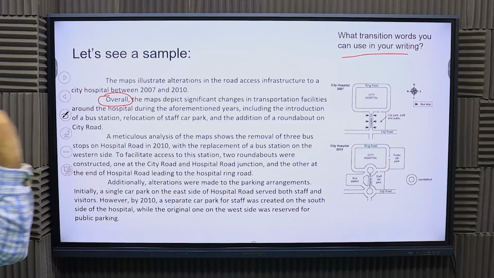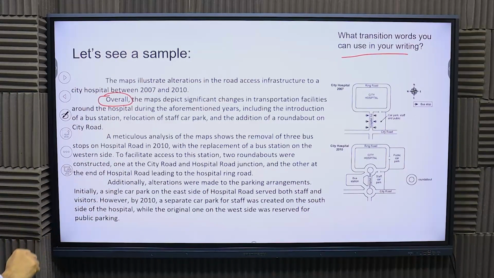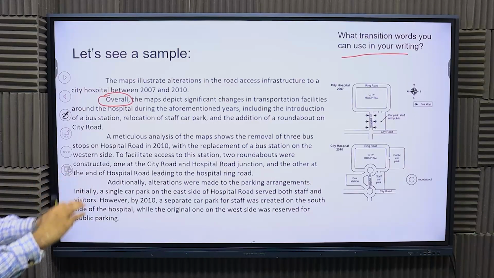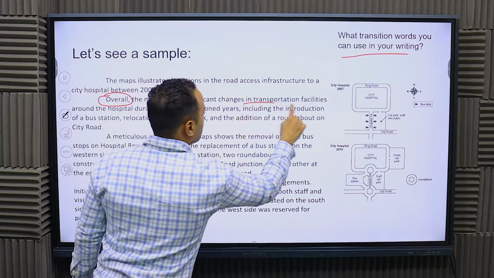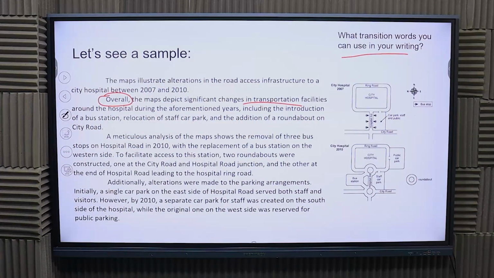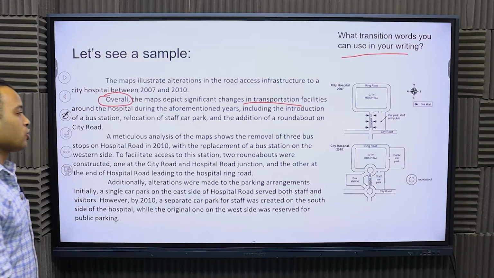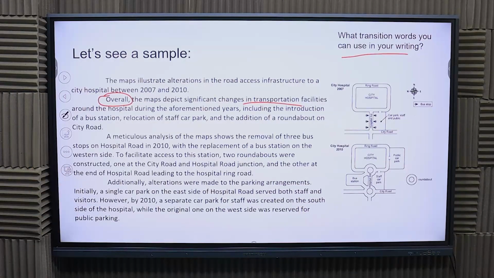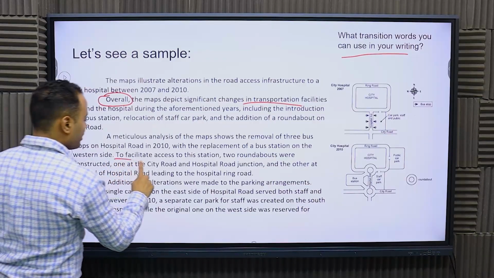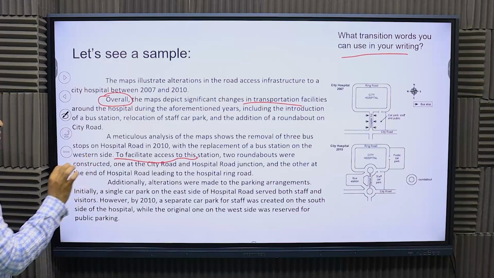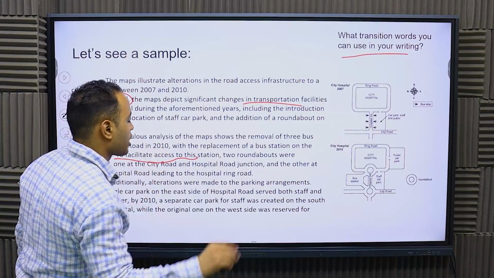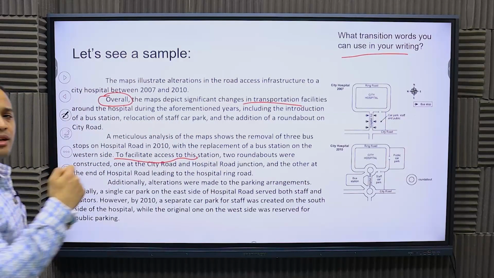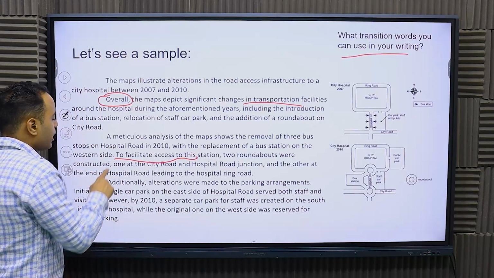Sometimes we say in general, overall, as an overview, and then we start giving the introduction about what the major changes are. As you can see here, the significance is in transportation facilities around the hospital and during the aforementioned years. In the second part here, there is this one, and that one is considered a slight transition, which we use in order to deliver an understanding of this passage, and it also makes it a bit more beautiful to start with a prepositional phrase.